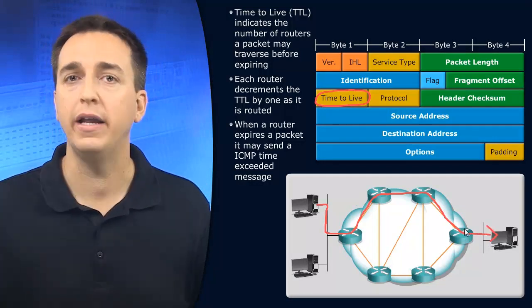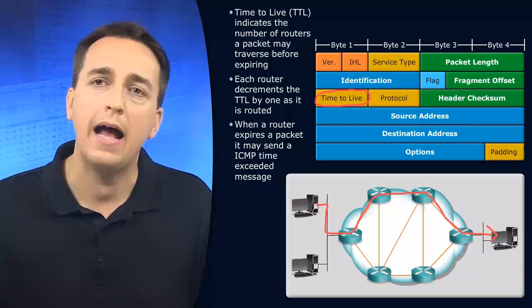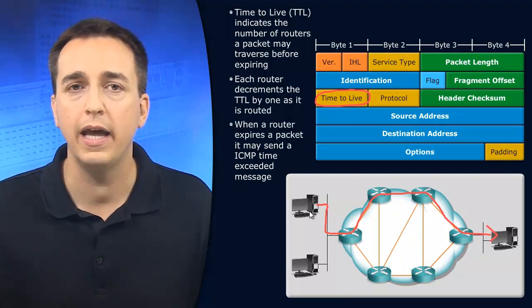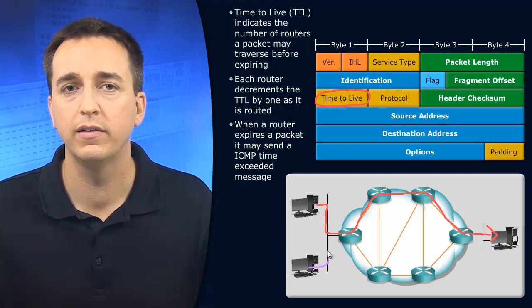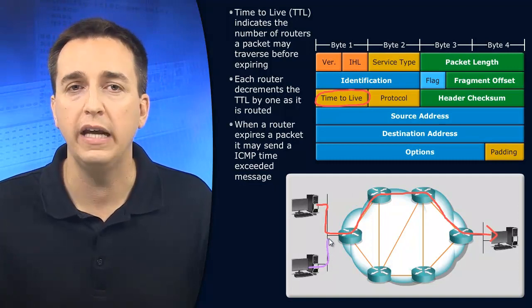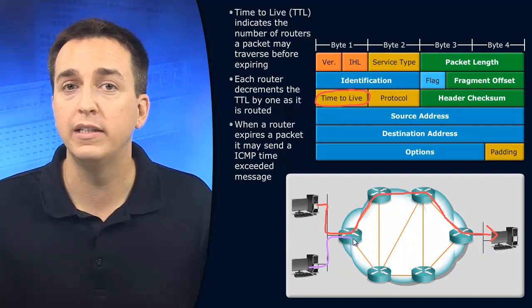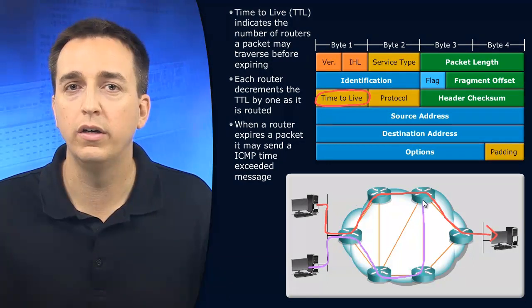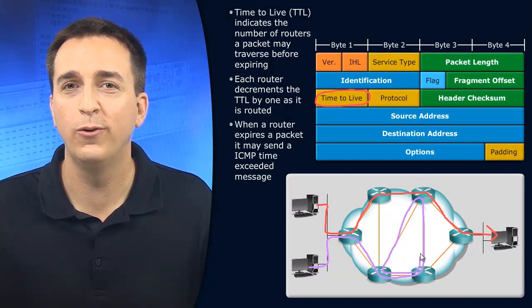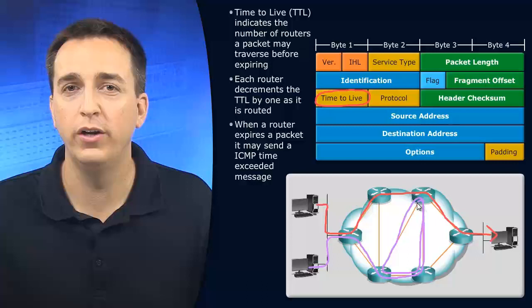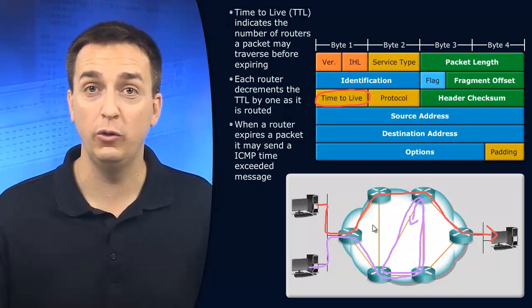So everything's great. But what happens if the packet was sent, for example, from this device with a value of 128? So now it's 127, 126, 125, 124, 123, 122, 121. What's happening here? We have a routing loop.